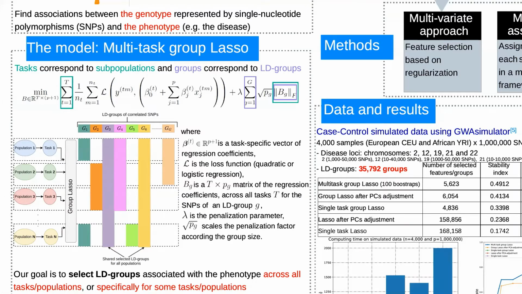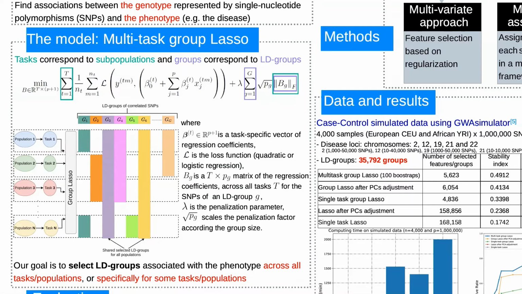L here is the loss function that could be quadratic if the phenotype is quantitative and logistic if the phenotype is qualitative. B_G is our matrix of regression coefficients across all tasks for the SNPs of a given LD group. So the goal of our method is to provide selection of LD groups associated with the phenotype across all tasks, or subpopulations, or specific population, as we can see in the graph here.